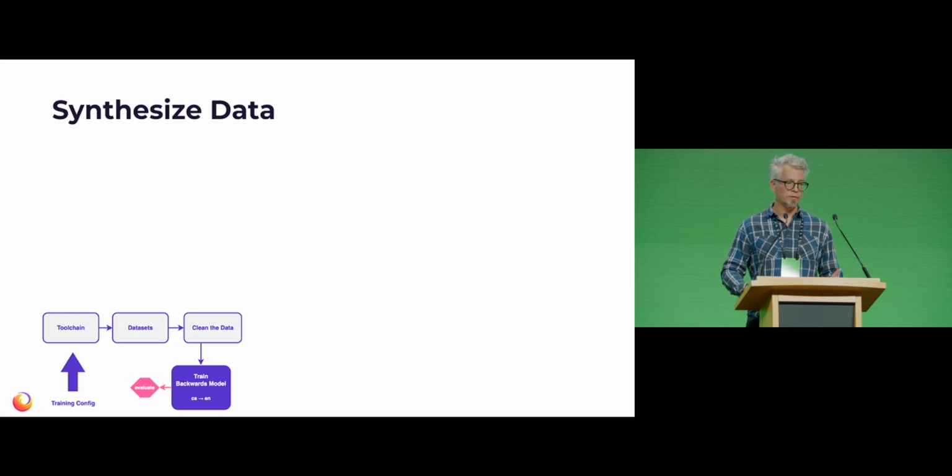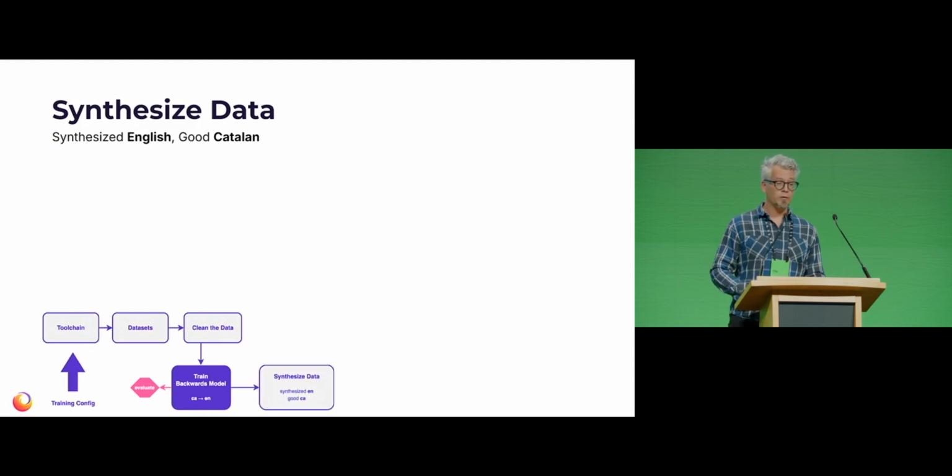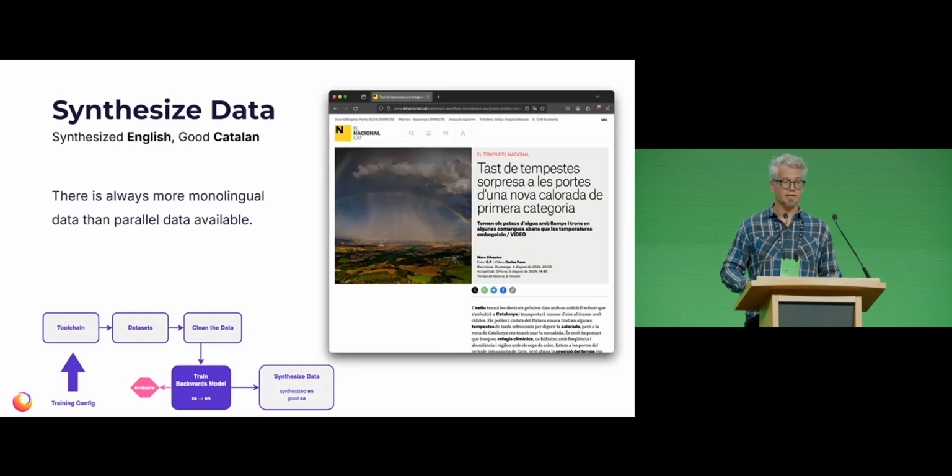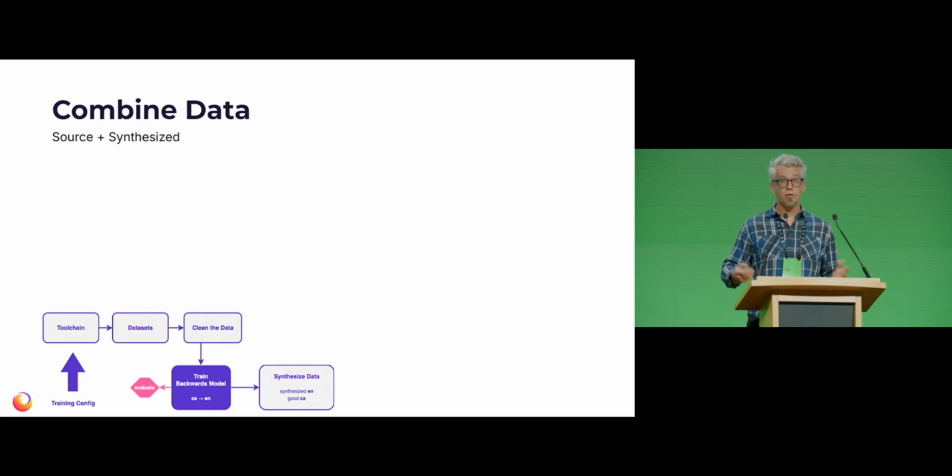Now, the reason why we do this is because we need data. We need lots of data. And here we're synthesizing data. We synthesize English from good Catalan. And the reason why we do that is that there's a lot more monolingual data out there. So for instance, here's an example of a Catalan news article that if you take sentences from that, you can generate some kind of okay English, but really good Catalan. And so we take the synthesized data and our original data and combine it together.